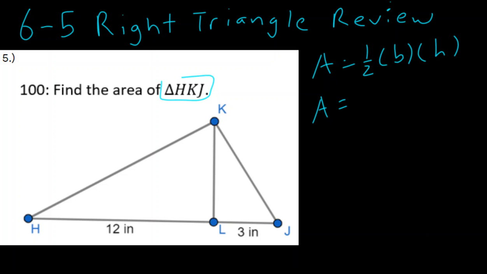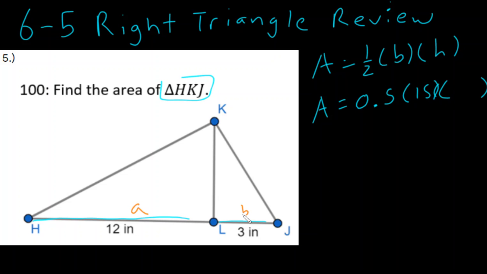Now, in this case, if you're using a cell phone calculator, I always want you to turn that 1/2 into a 0.5 times. It looks like our base is comprised of a 12 and a 3. Remember, part plus part is equal to the whole, so 12 plus 3 will be 15. Times, and now we want to go ahead and plug in our height. Now, how in the world are we going to find the height?